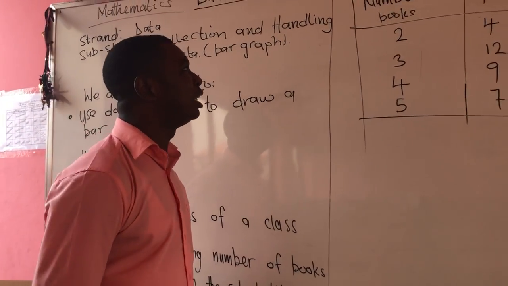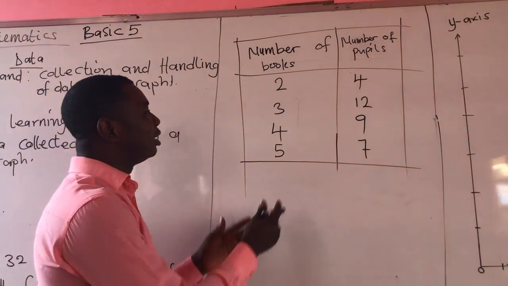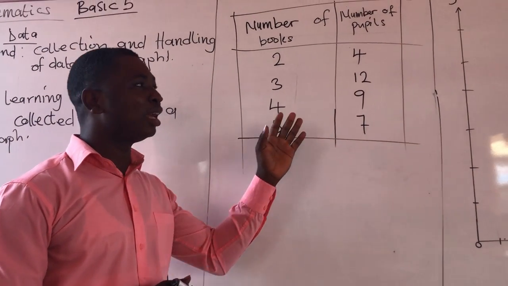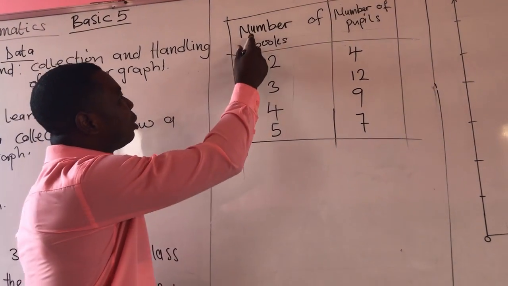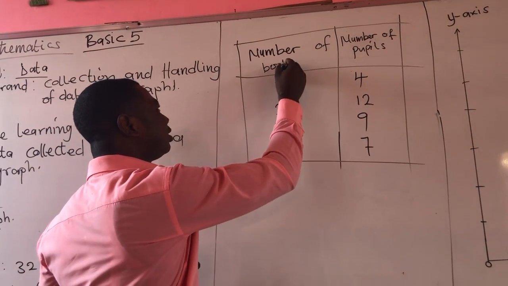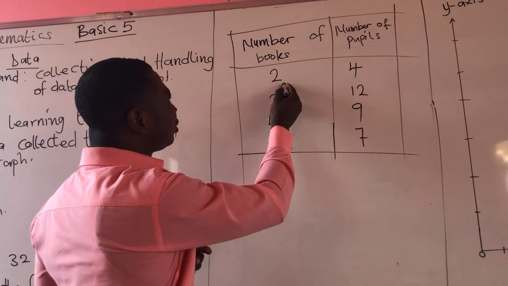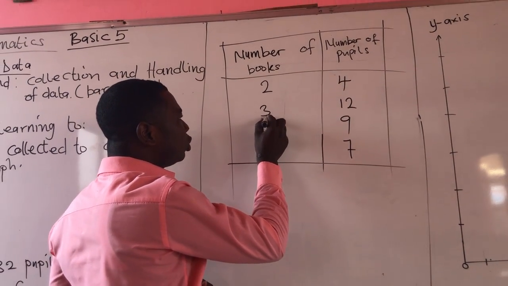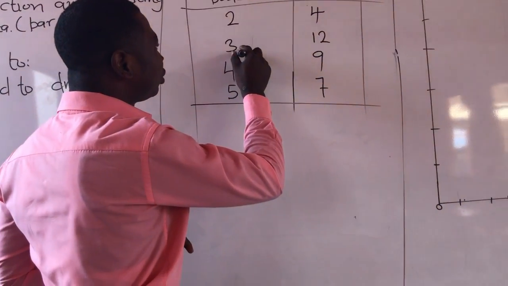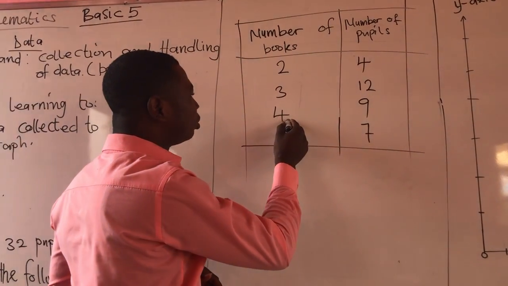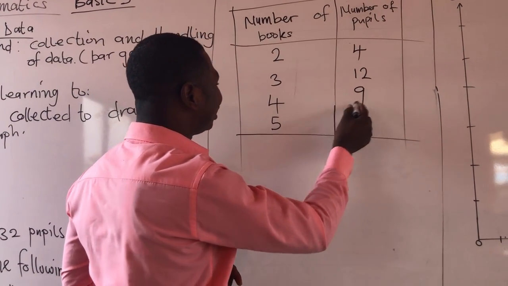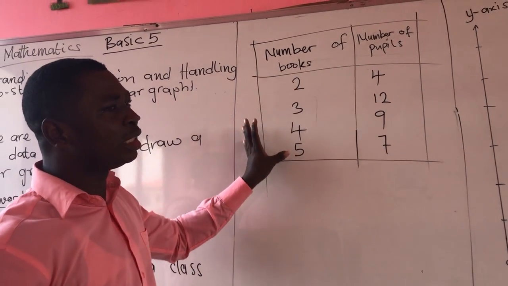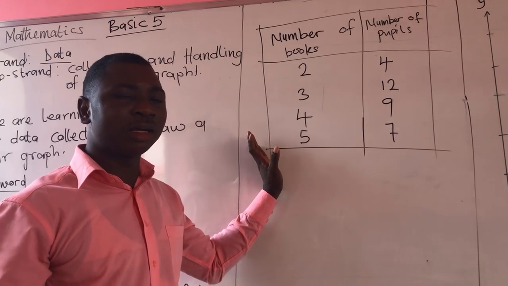Good. So we have the information here. This is the data collected for us. We are going to use this data to plot a bar graph. And we are seeing a number of what? Books. So number of books. 2 books was taken by how many people? 4 people. And 3 books were taken by 12 people. 4 books were taken by how many people? 9. And 5 books were also taken by 7 people. So we're going to use this information given to us to plot the bar graph.